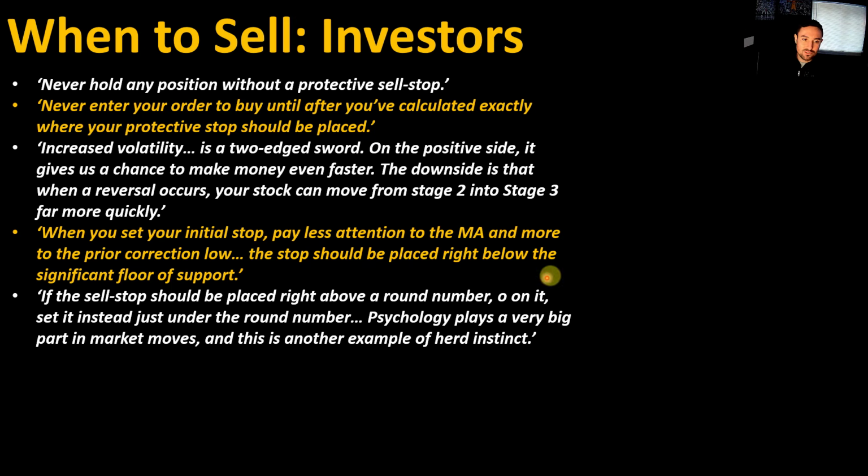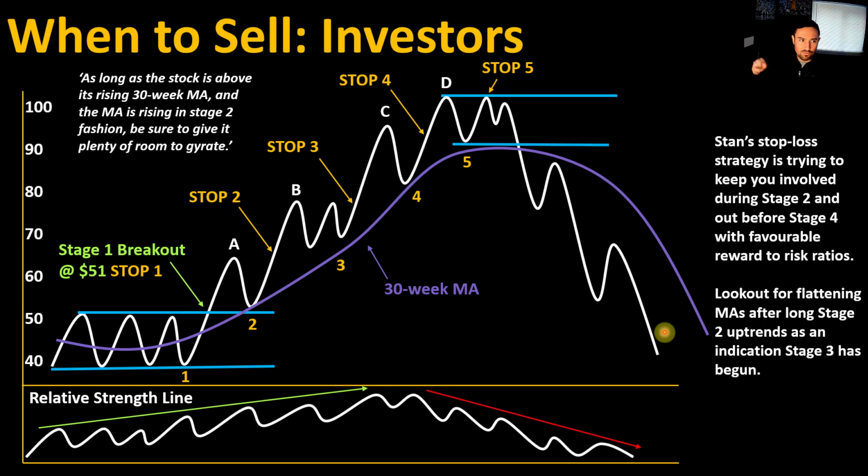The stop should be placed right below the significant floor of support. If the sell stop would sit right above a round number, put it just below it. Set it just underneath the round number. Apologies for some of the typos in this. Psychology plays a very big part in market moves, and this is another example. Let's say you were going to buy a breakout at 105 and you were going to put your stop loss at $100. What Stan is saying is put it at $99.95. Don't put it bang on 100, because markets tend to move to round numbers.